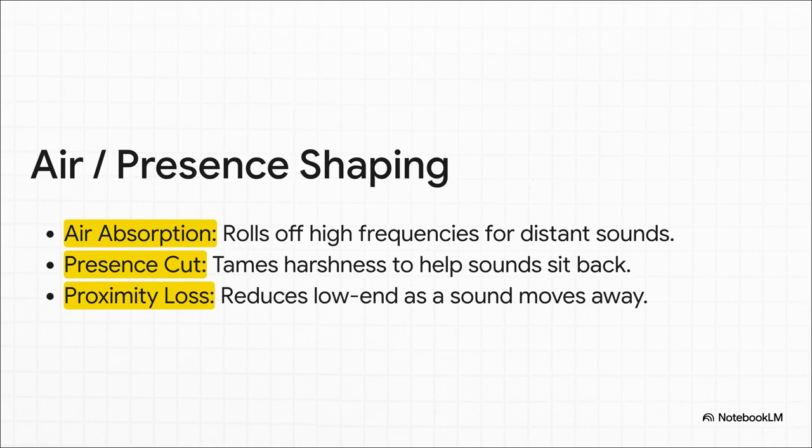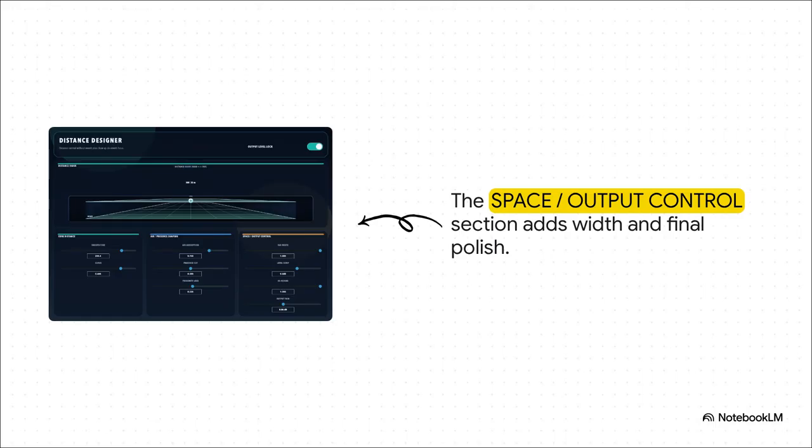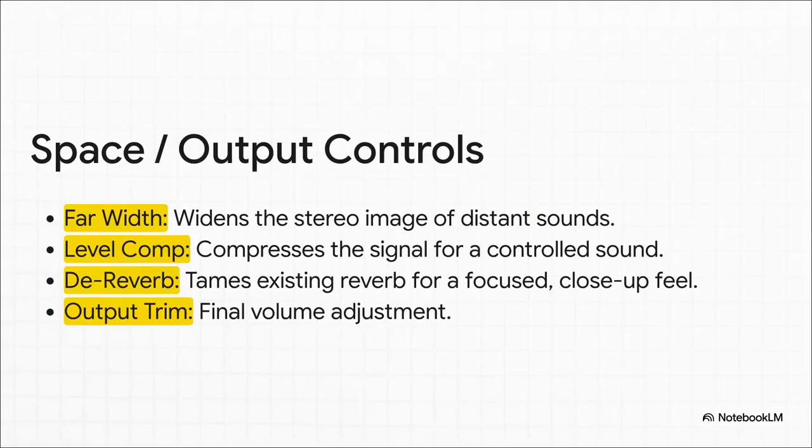And proximity loss simulates how that low-end punch and energy drops off, which is a huge cue our ears use to judge distance. The last piece of this puzzle is the space and output control section. This is where you get to play with the stereo field and add some final dynamic polish to everything. And there are some seriously powerful tools here, let me tell you.